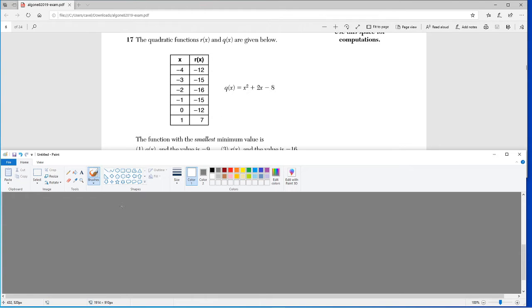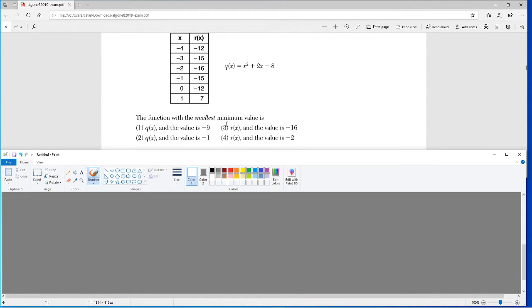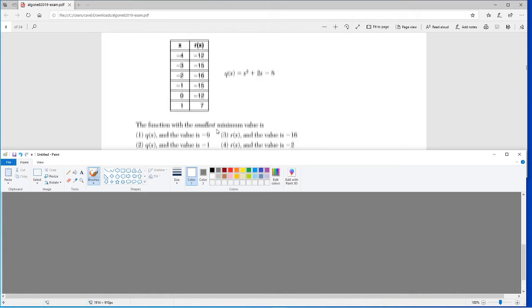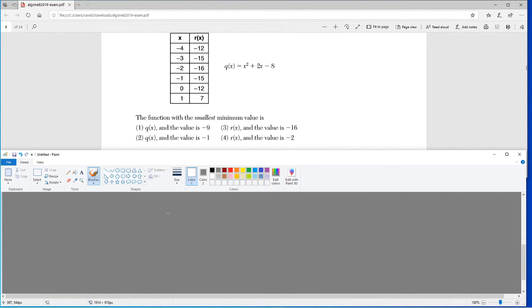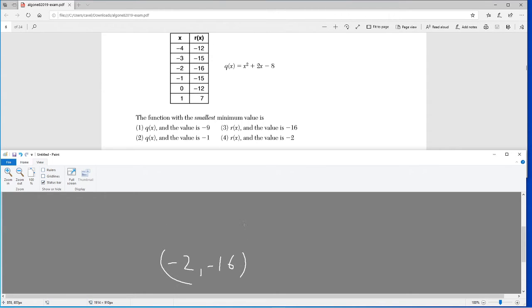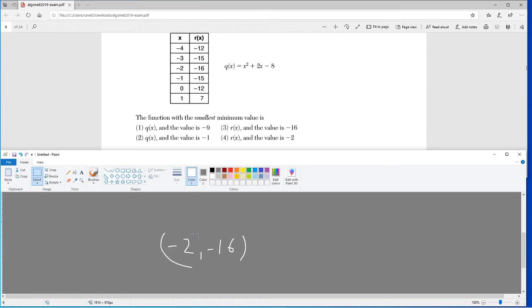17, the quadratic functions r of x and q of x are given below. The function with the smallest minimum value is... Okay. So if we look at this, let's see here.